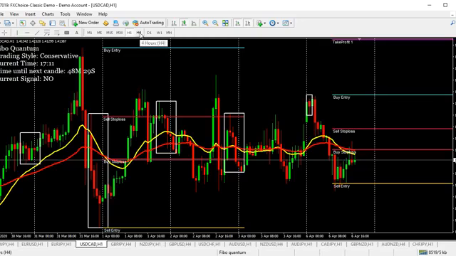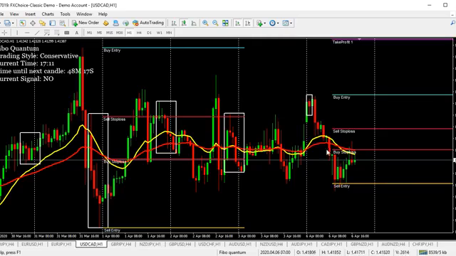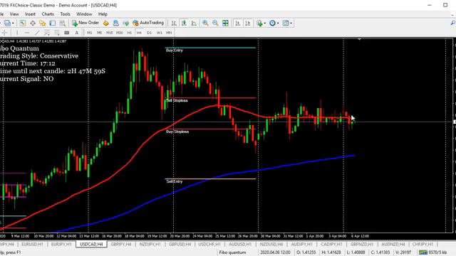USD CAD, 4-hour chart. Global trend is up, right? Price is above the 200-day, 50 days above the 200-day. But on the 1-hour chart, it seems to be moving down, right? Actually, it looks like we got a sell signal here using the Fibo Quantum indicator earlier this morning on this particular currency pair, right? But since the global trend on the 4-hour chart is up, we would not take this trade.